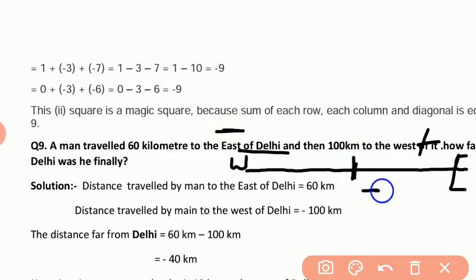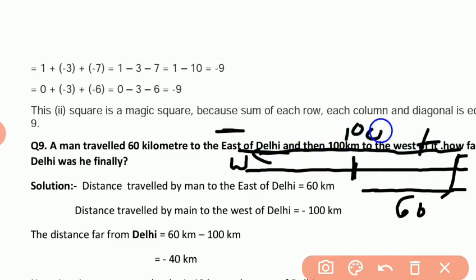So he traveled 60 km to the east of Delhi, which means we can mark this point. From Delhi to this point he traveled 60 km, and then 100 km to the west of it. From this point, from east towards west, he went 100 km. How far from Delhi was he finally? We have to find how much distance he has covered from here to this point.